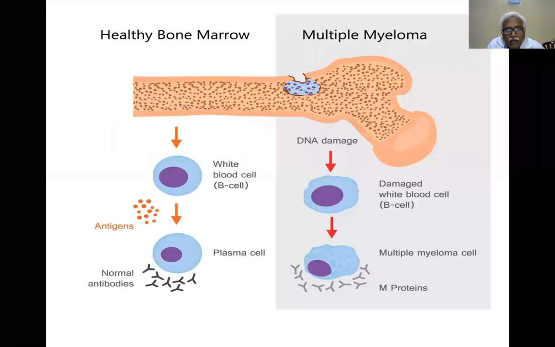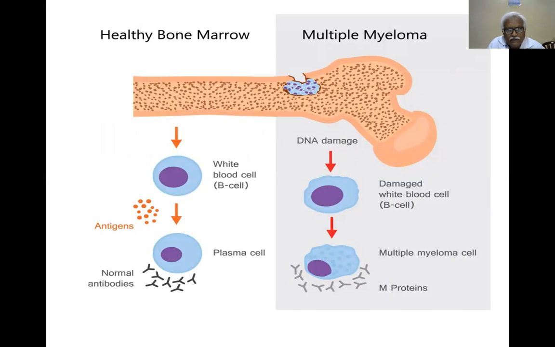So healthy bone marrow will be like that. The person suffering with multiple myeloma will have the cancer growth like that. So the antigens, white blood cells, B cells, and the plasma cells make normal antibodies. But here, once the DNA is damaged by multiple myeloma, the damaged white blood cells, B cells, will enlarge and multiply into multiple myeloma cells. They release the M proteins, myeloma proteins.